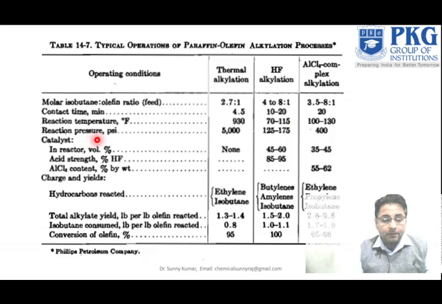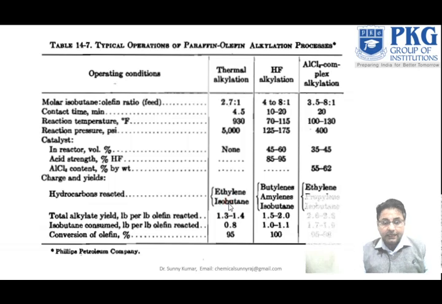Degree Fahrenheit. But the reaction pressure is very high in case of thermal alkylation, which is 5000 psi, but in case of HF alkylation it is 125 to 175. The catalyst in the reactor volume percent is none. We have not required any catalyst, but in HF it requires 45 to 60%, and for acid strength of percent HF it is 85 to 95%, and Al2 content we have not required for this system.